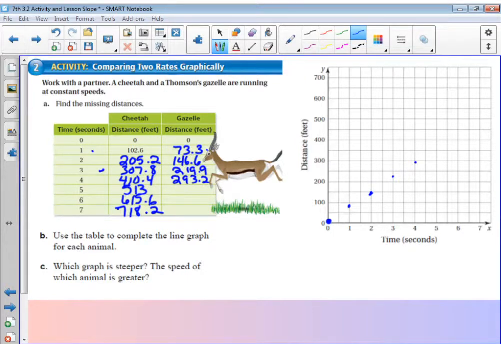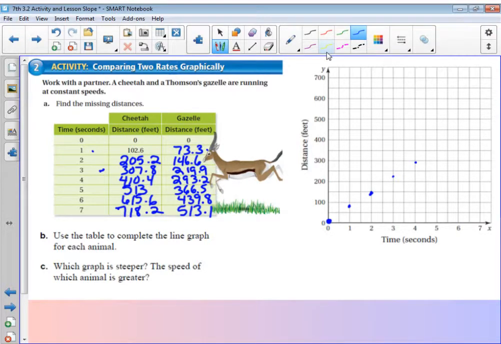And then we'll add 73.3. Gives me 366.5. And 439.8. And 513.1. So we'll finish graphing the rest of those out.